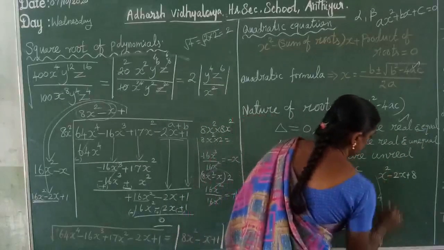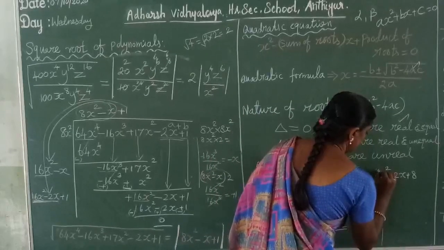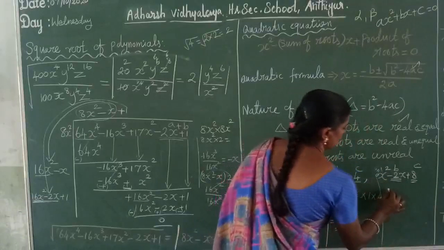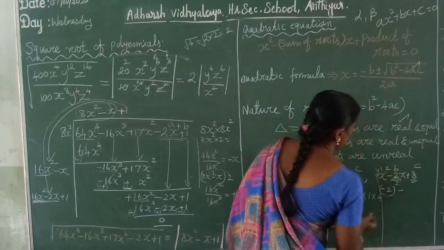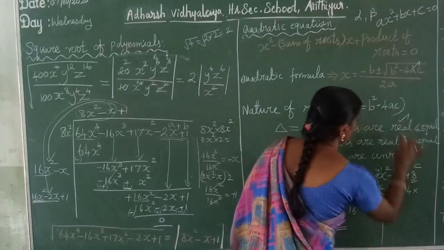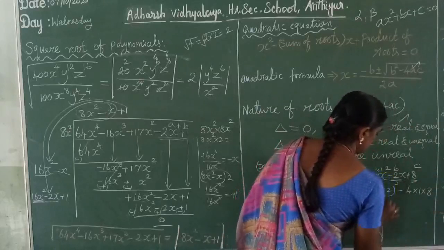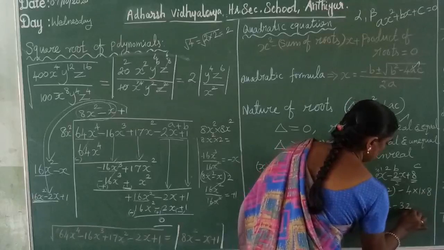Next, one more example. Here a is 1, a value 1. This is the b value. This is the c value. Now substitute b square. b is minus 2 whole square, minus 4 into a, answer 1, c answer 8.